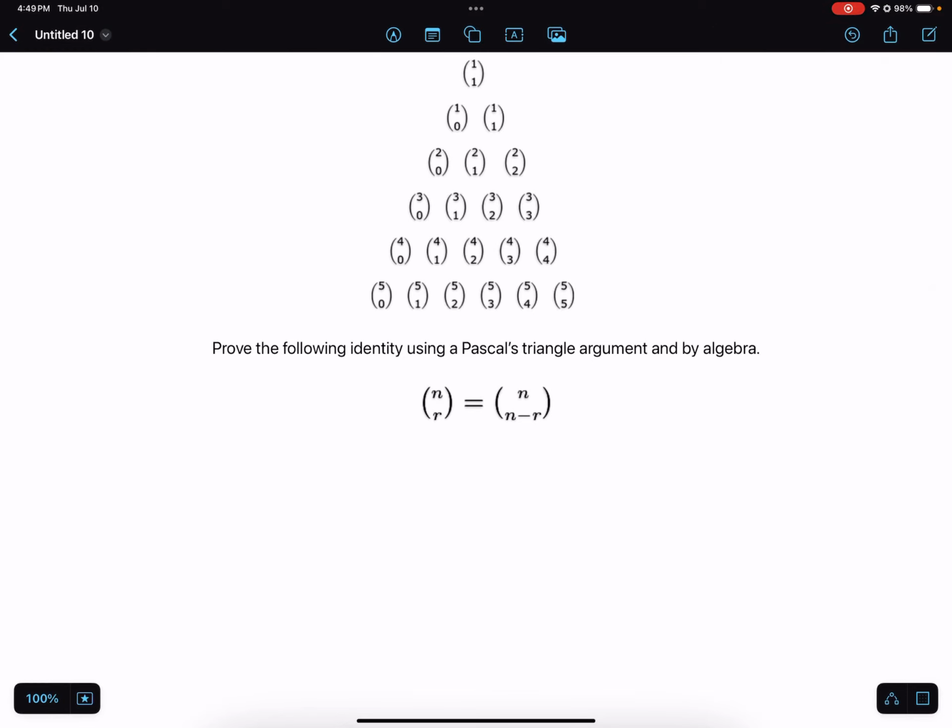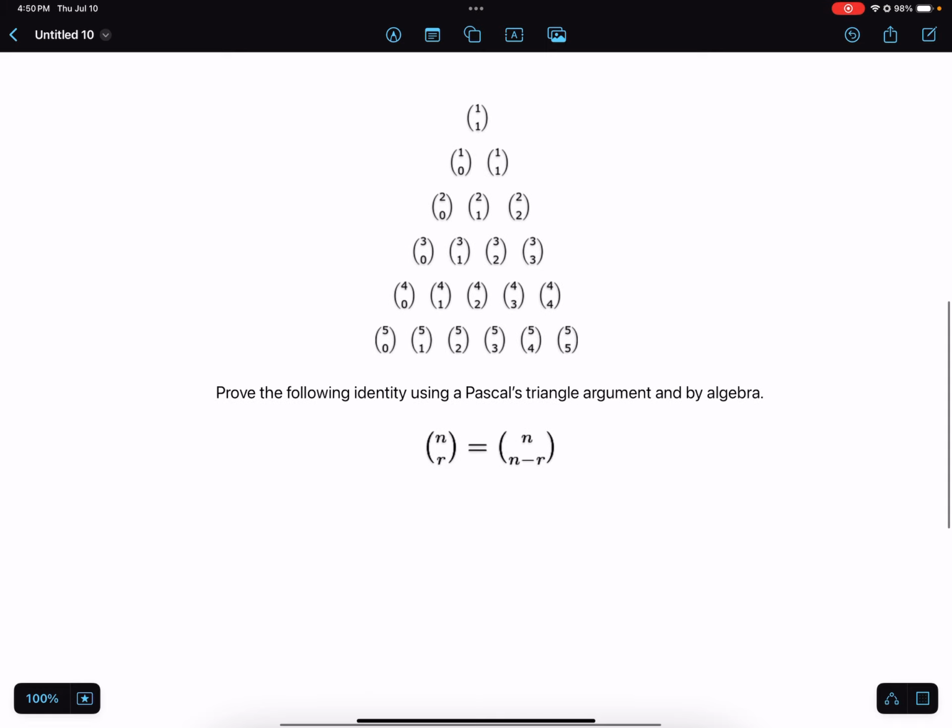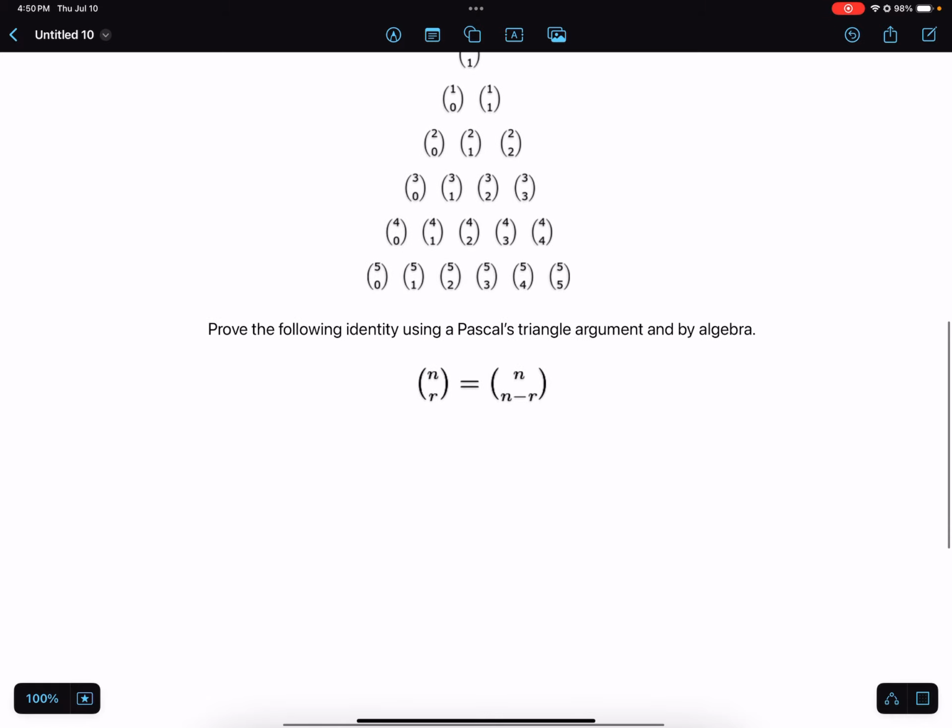In this video, we're going to be proving this combinatorial identity using a Pascal's triangle argument. The Pascal's triangle is shown here above, and we'll also use algebra and factorials. So the identity we're going to prove today is a very basic one in combinatorics.